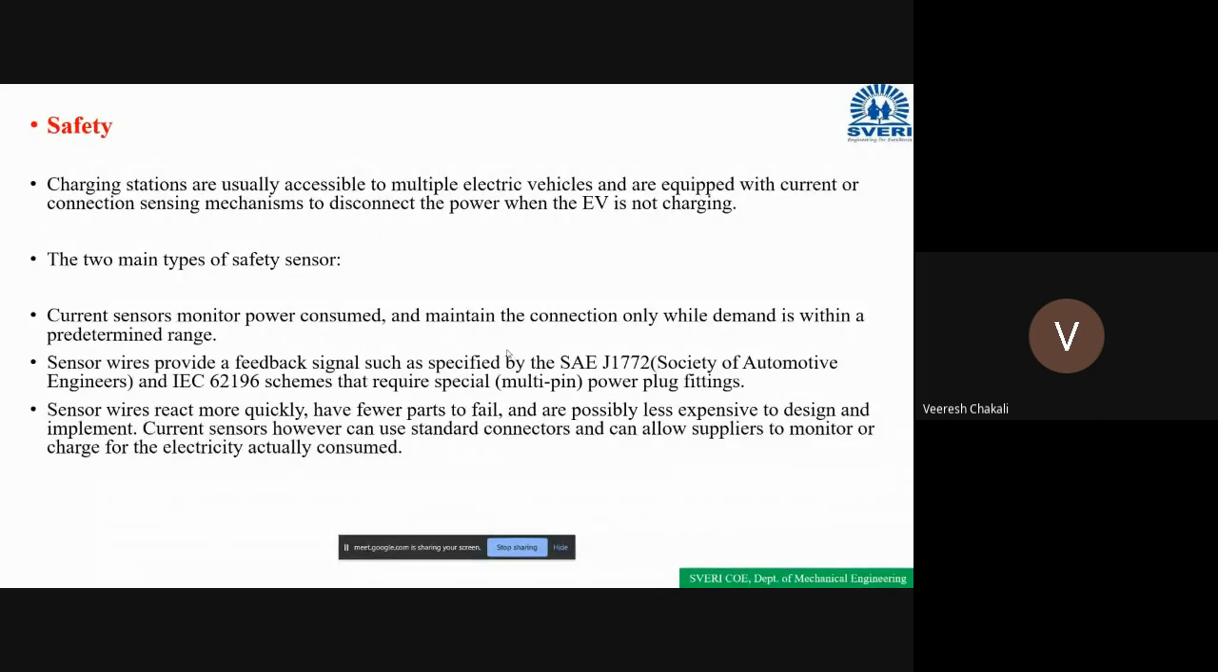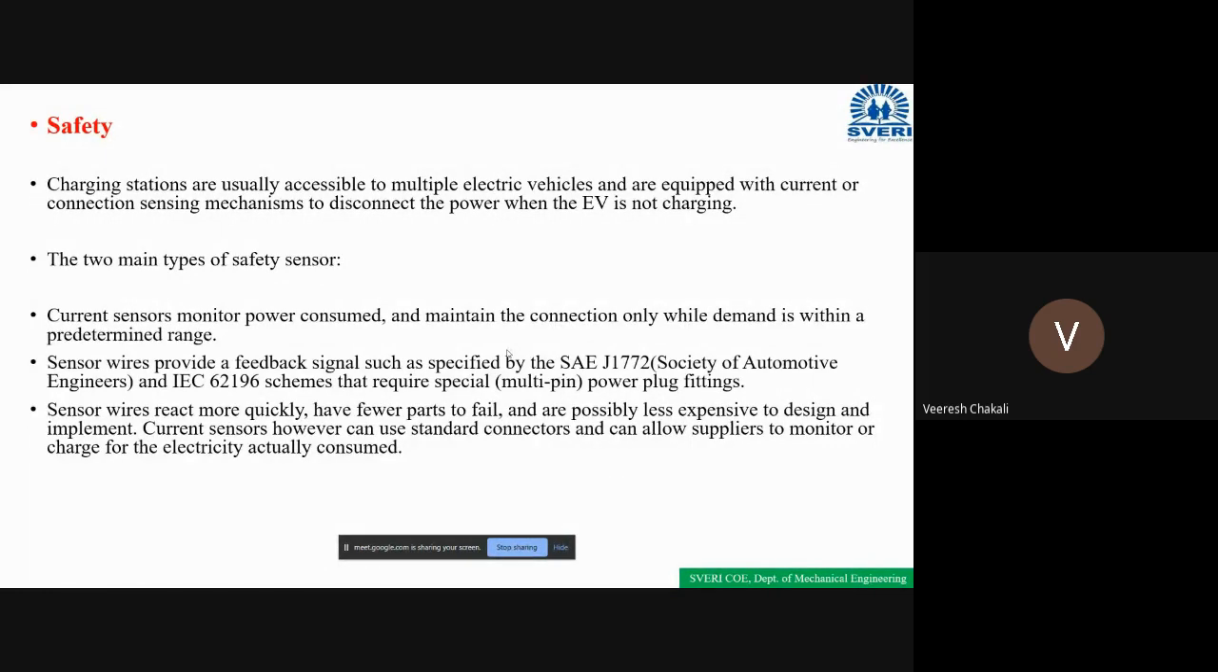In order to isolate the circuit, isolate means disconnect the circuit. If such a high current is flowing through the circuit, then the charging station can be damaged, or the battery also can be damaged. So that's why we have to use current sensors whenever high current is flowing through the circuit. Immediately the circuit should be isolated, meaning disconnected. Otherwise the charging station or battery can be damaged.